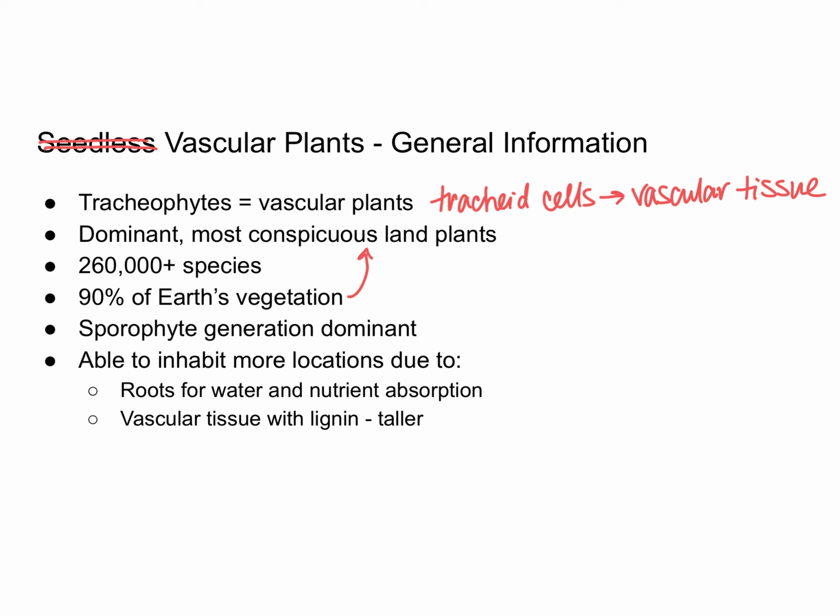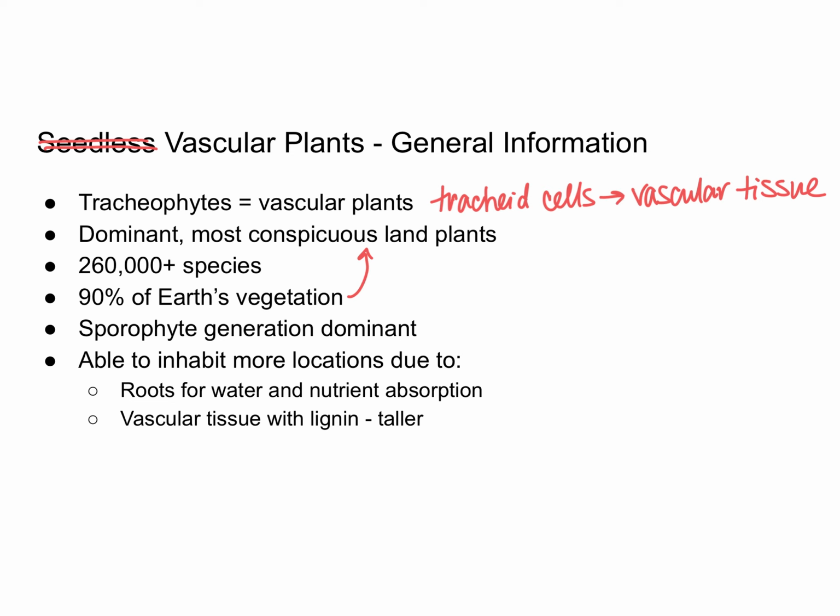The sporophyte generation is the dominant part of the vascular plant life cycle. And by dominant, we just mean it's the most conspicuous, the most noticeable, and how the plant spends the majority of its time.